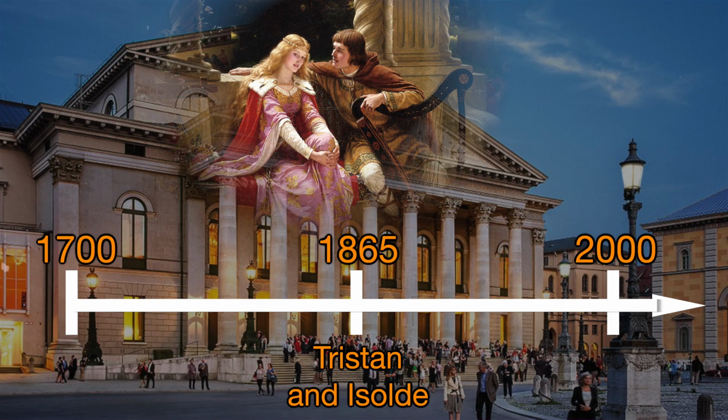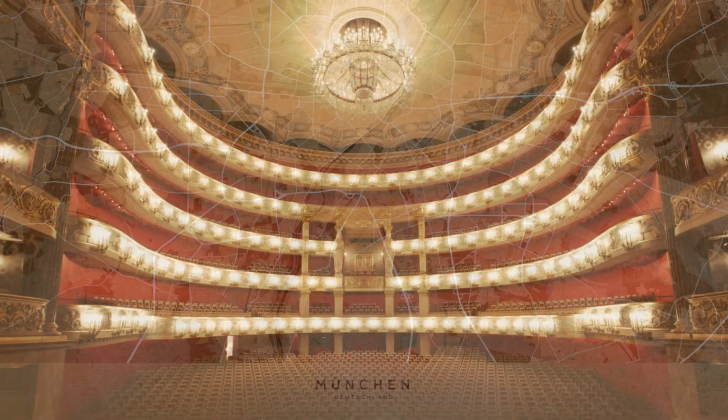This video is dedicated to the most popular and most controversial chord in music history. In 1865, Tristan and Isolde premiered in Munich. It wasn't well received because of its complex and innovative nature. Nowadays, the Tristan is considered one of the greatest operas of all time.